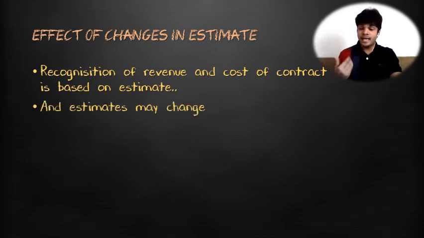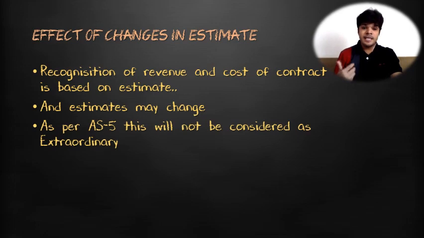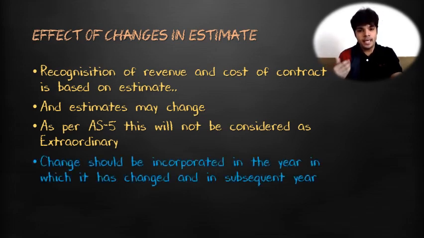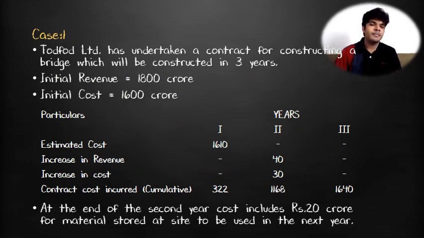Recognition of revenue and cost of a contract is based on some estimates, and estimates may change. As per AS5, change in estimate will not be construed as or considered as extraordinary items. Change should be incorporated in the year in which it has changed and in subsequent years. Let's take a practical case to understand the situation.